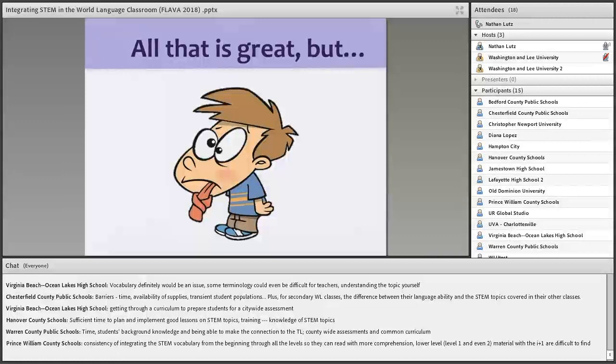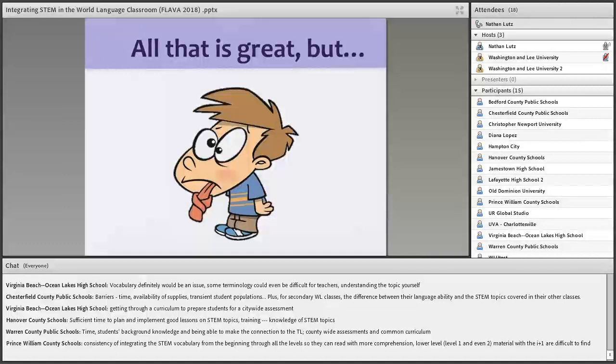There could be a whole slew of things where vocabulary could definitely be an issue. Some terminology might be difficult even for teachers. Amen to that. The understanding of the topic, getting through the curriculum to prepare students for common assessments. Yes, maybe you don't have time to do that, or maybe you need to rethink the way that the assessments or the curriculum is written.